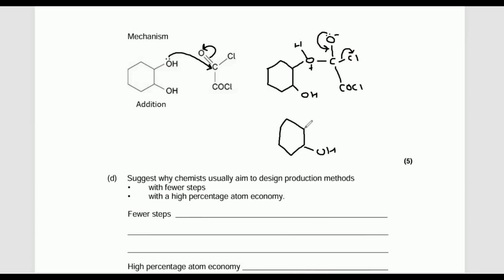So I'm going to redraw it again. Again, there's 2 curly arrows there, a plus sign on the oxygen and a lone pair with a negative on that oxygen. Now we're going to redraw it. I've still got the plus sign on the oxygen. However, the double bond has reformed. The chlorine has come off. And I've still got the COCl at the bottom.